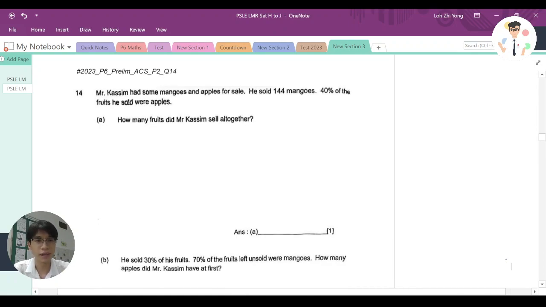Now, question number 14 here from SCS mentioned that Mr. Kasim had some mangoes and apples for sale. He sold 144 mangoes, and 40% of the fruit he sold were apples. Okay, quite confusing because there are mangoes and apples, and some of them are sold, and what's not sold was left over. So that's actually quite confusing here. But let's try to think first.